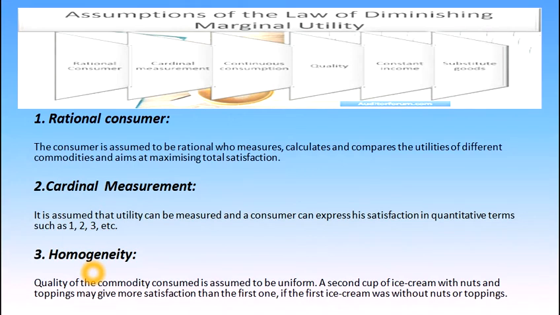Then the next one is homogeneity. All the commodities that we are consuming should be uniform. The consumer should consume uniform commodities. Homogeneous means similar. All the commodities that the consumer is consuming should be similar, because if the commodities are not uniform, then the marginal utility will not fall.